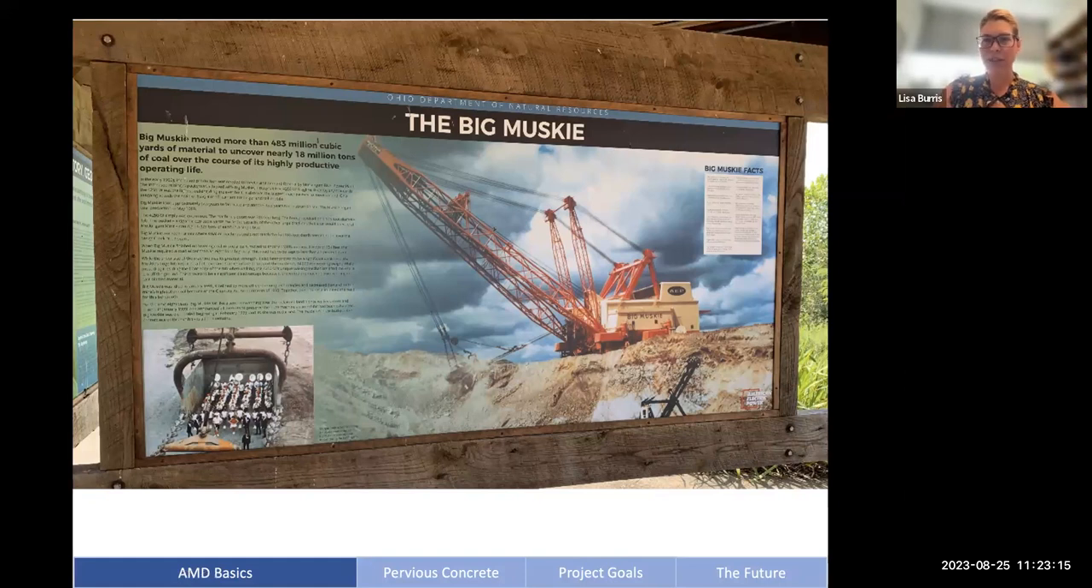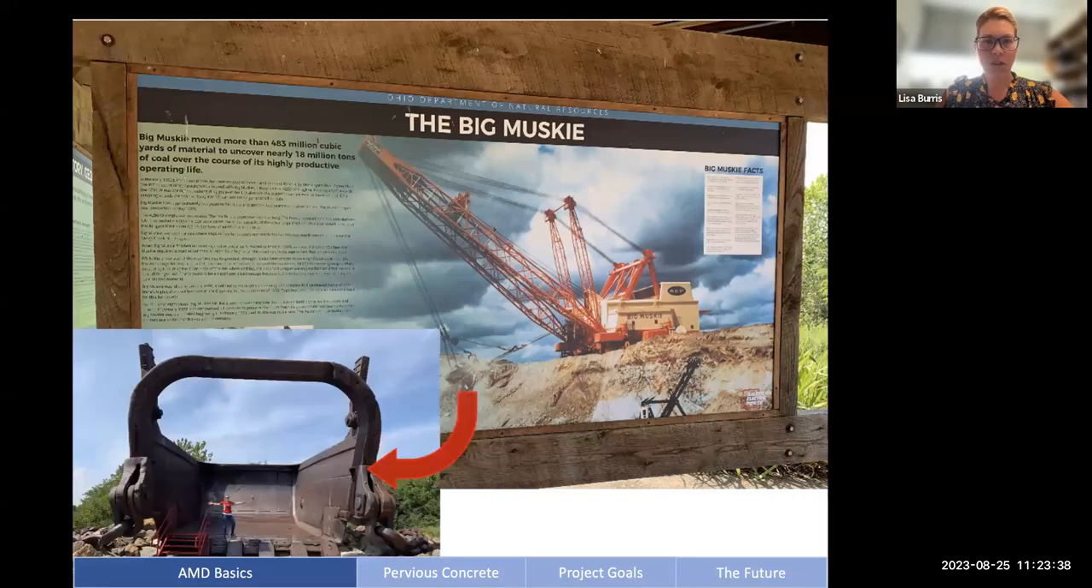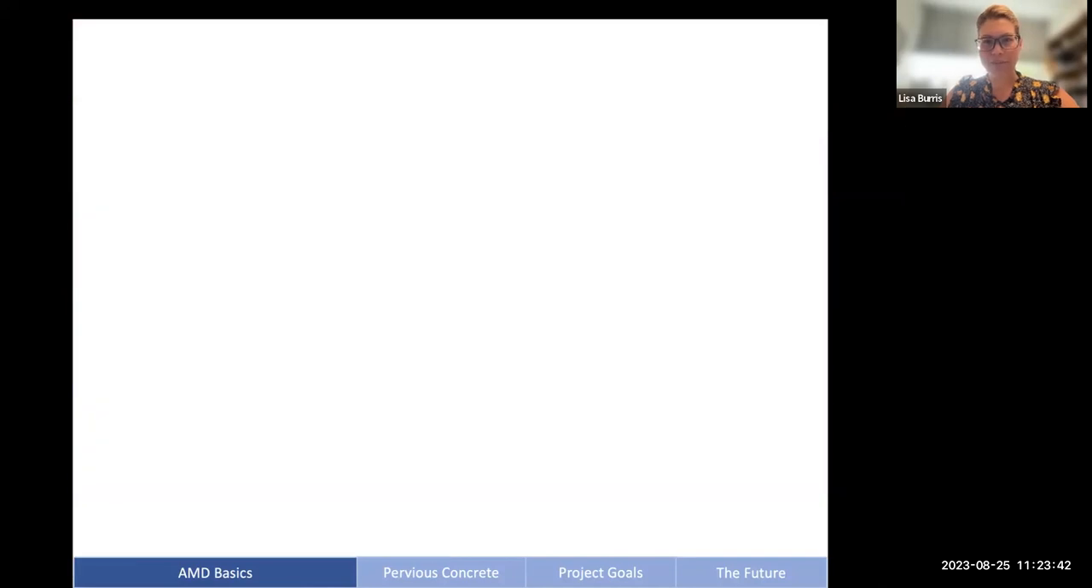I have some pictures which I won't bore you with, but it's a huge machine, a huge scoop removing just massive quantities of material. So you can see here it moved more than 483 million cubic yards of material over its lifetime. So this is a very intense removal of soil and disturbance to the local environment. Oh, I will bore you with it. There's me in the Big Muskie scoop.